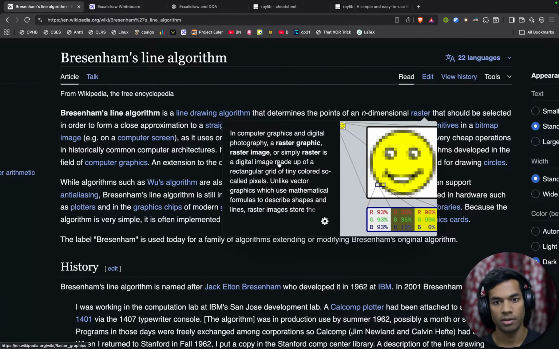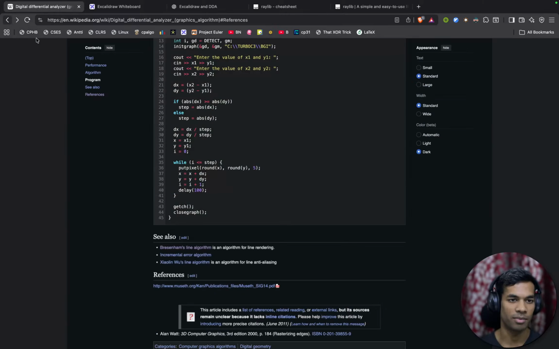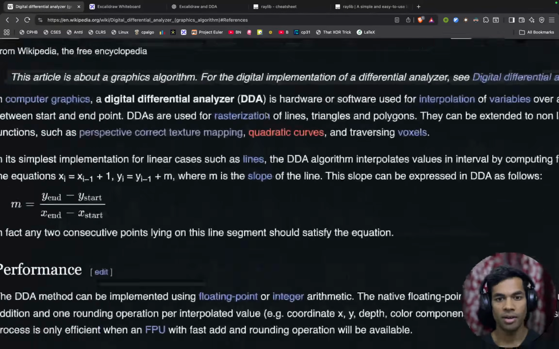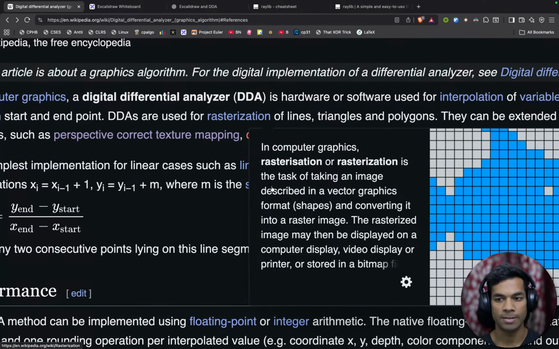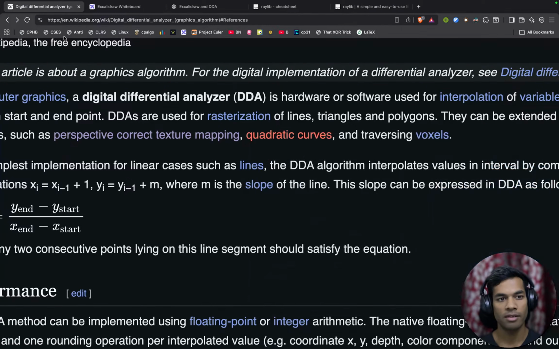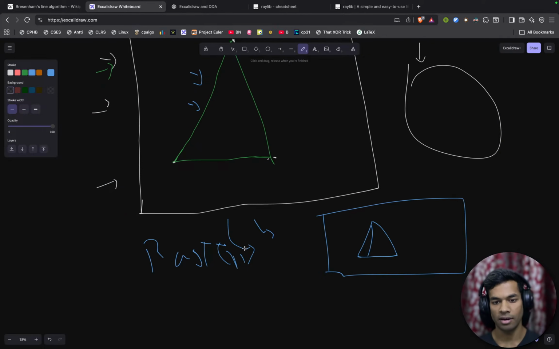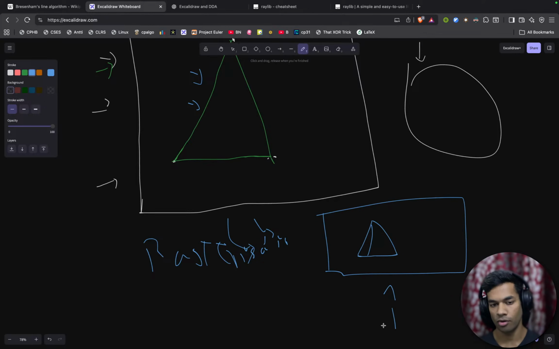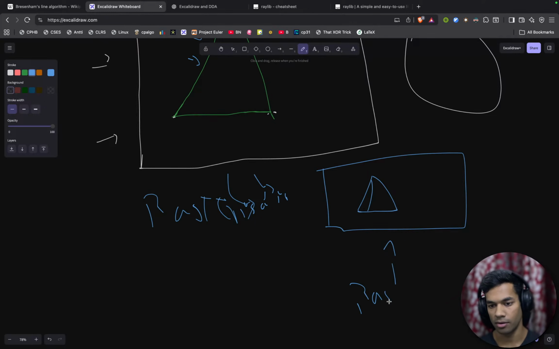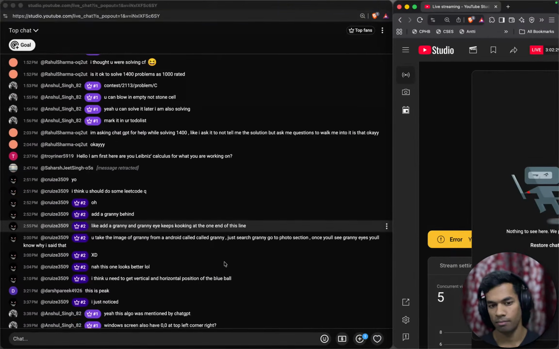In computer graphics and digital photography, a raster image, or simply raster, is a digital image made up of a rectangular grid of pixels. Okay, I messed up. That was rasterization of lines. Okay, the process of this is called rasterization, and this image that is formed is called raster. I think that might be correct.